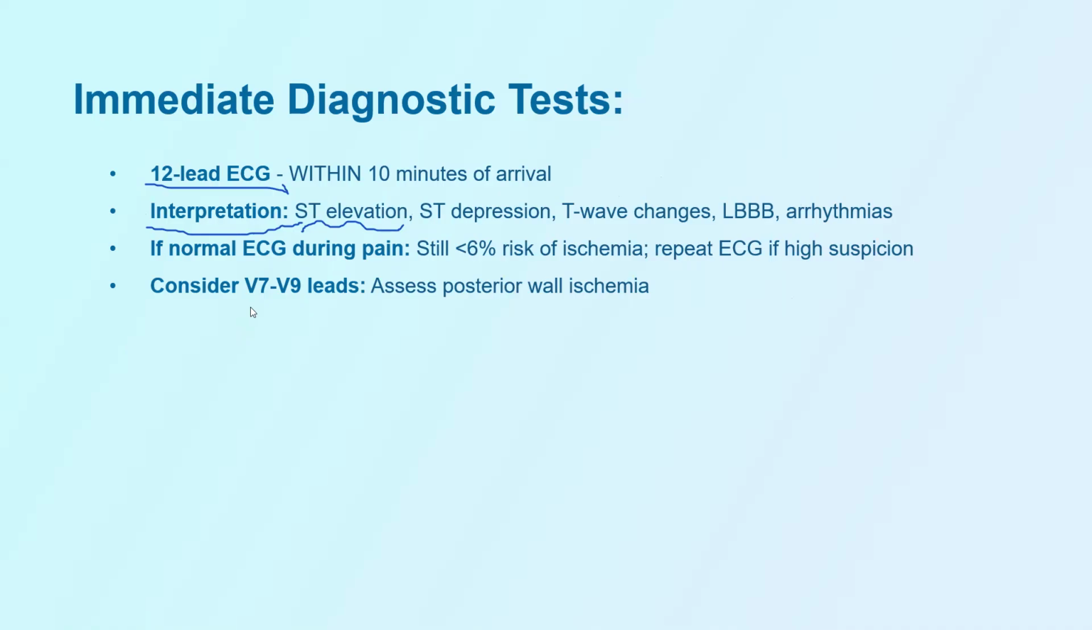Consider posterior leads V7 to V9 for patients with chest pain who may have some changes in leads, in inferior leads, or if there are non-specific T-wave or ST-wave changes in the inferior wall leads 2, 3, aVF. We can check that with a posterior EKG, V7 to V9 or V4R, V5R, V6R. These leads are used to assess the posterior circulation.